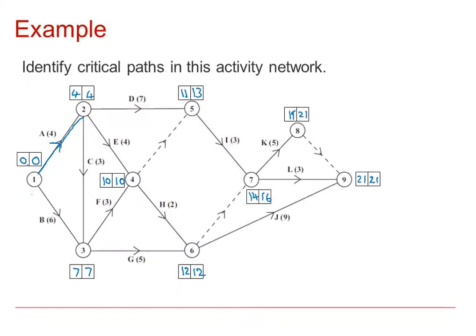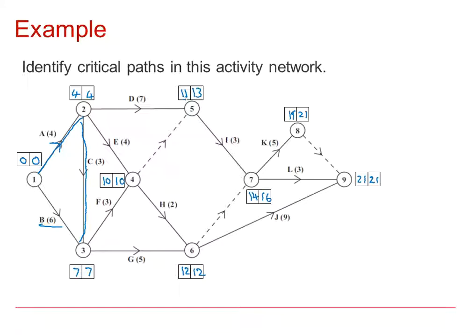B starts at 0, finishes at 7, but only lasts for 6. So there's 7, take away 0, take away 6. There's 1 unit of float on this, and therefore it's not critical. C starts at 4, finishes at 7, and lasts for 3. So 7 take away 3 is 4, therefore C is critical.